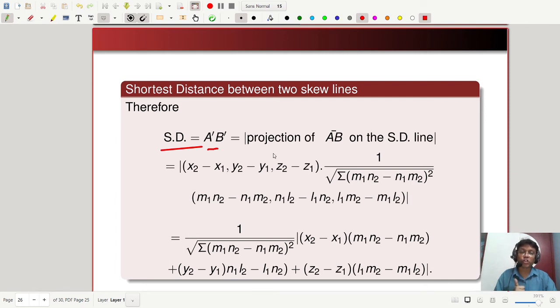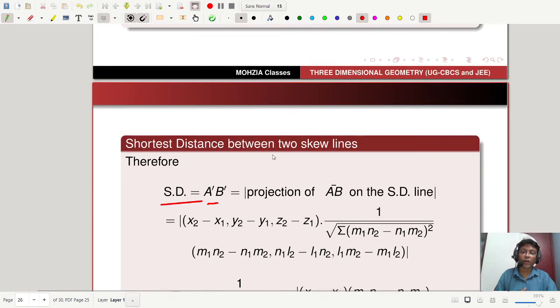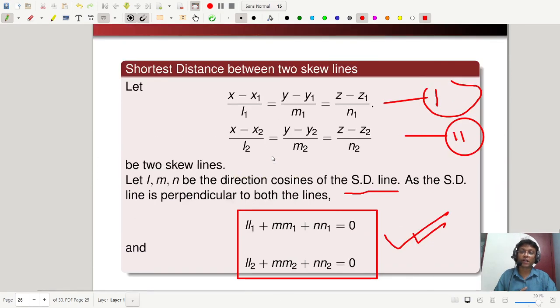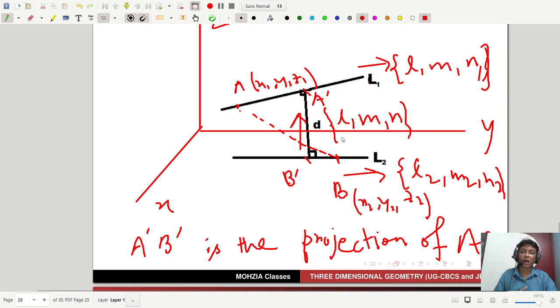And that is the projection of AB on the shortest distance line. And how will you calculate the projection? Already calculated. Yeah, go to the diagram. The projection of A'B' on AB, projection of AB on A prime B prime, is actually this. AB can be written as x2 minus x1, y2 minus y1, z2 minus z1. Okay, clear? The AB vector is given by x2 minus x1, y2 minus y1, and z2 minus z1.